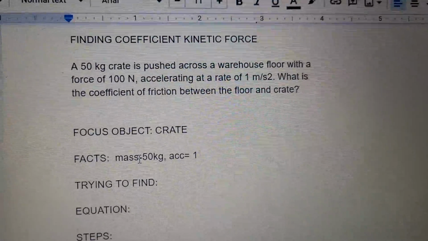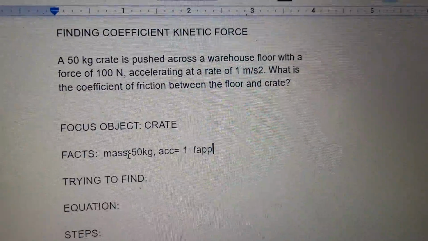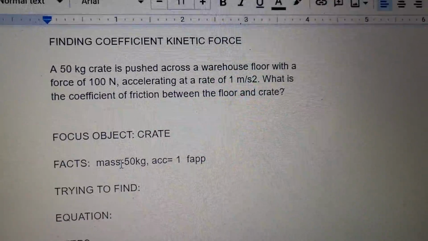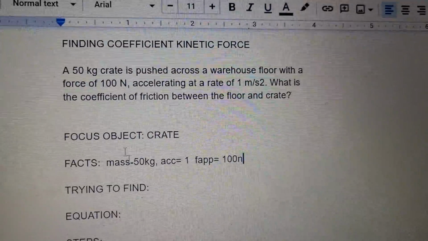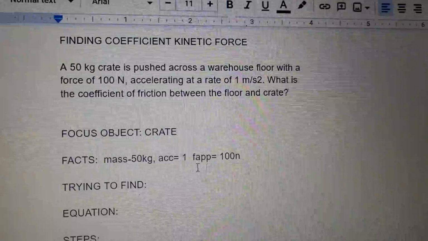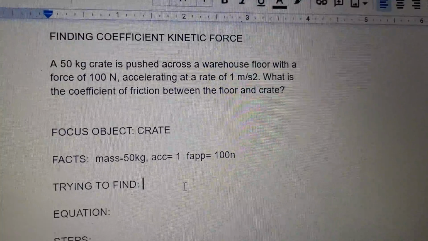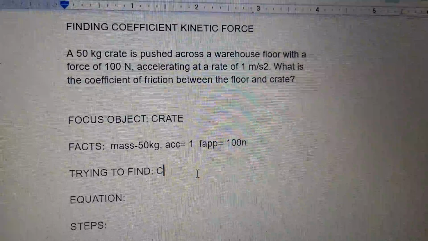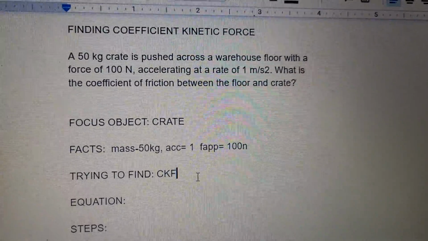And I can say that Fn, or the net force, or the force applied, because this is a force being applied to push it, is 100. So force applied is similar to net force. So what are we trying to find? We're trying to find the coefficient. So I'm going to indicate that as CKF, coefficient of kinetic friction.